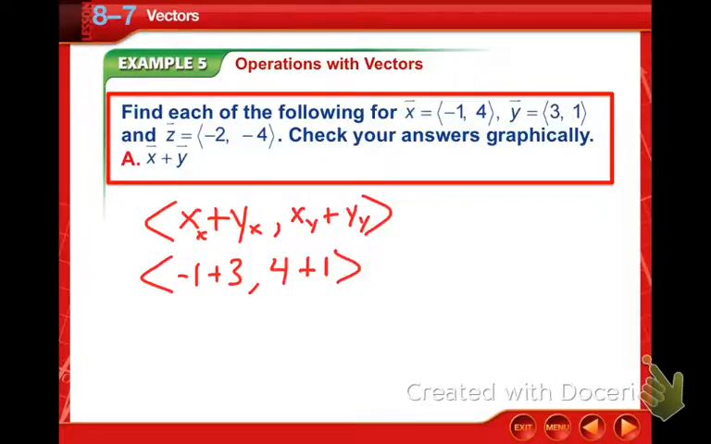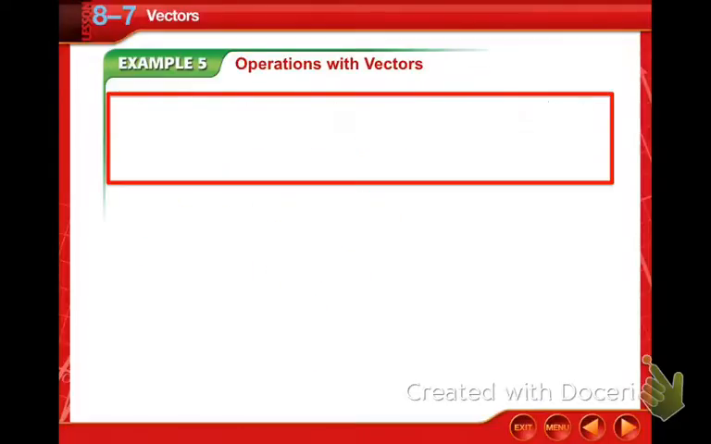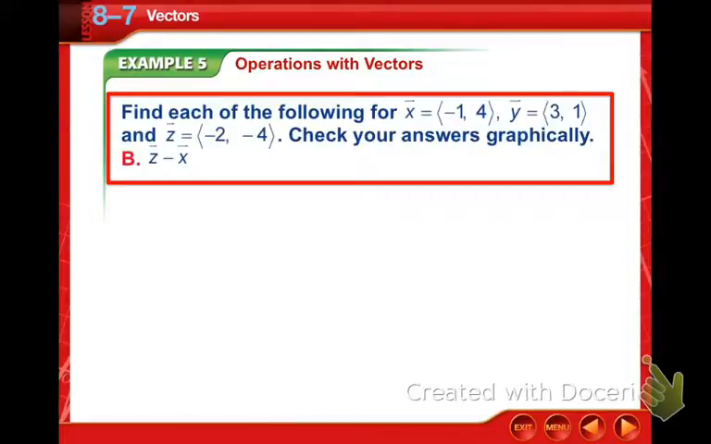So when we add those two together, we get a vector of 2, sorry. Can't read my own handwriting on my paper that I wrote all this on. 2, 4. There we go. Okay, next one. Here we're subtracting. So we got z minus x.